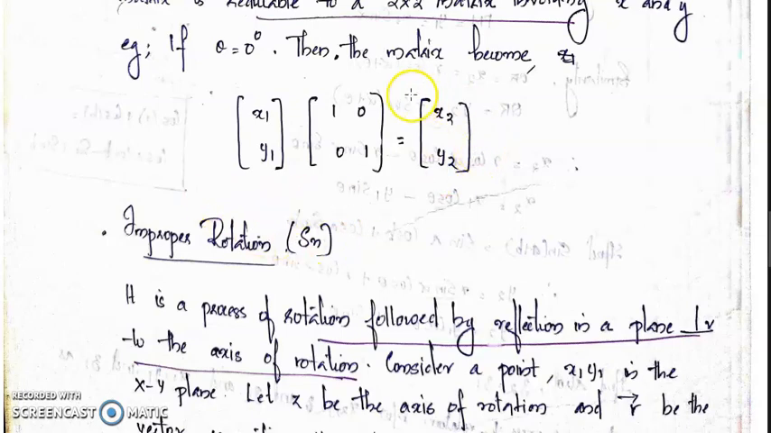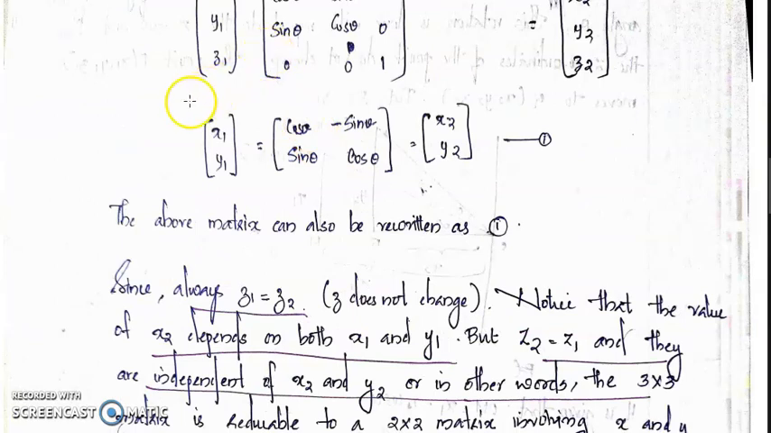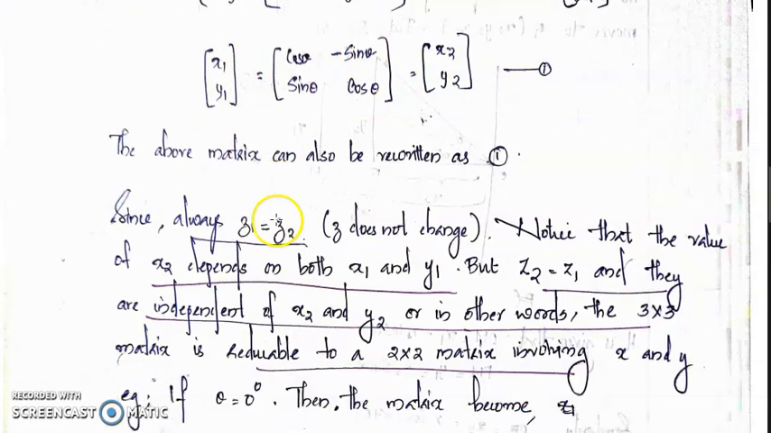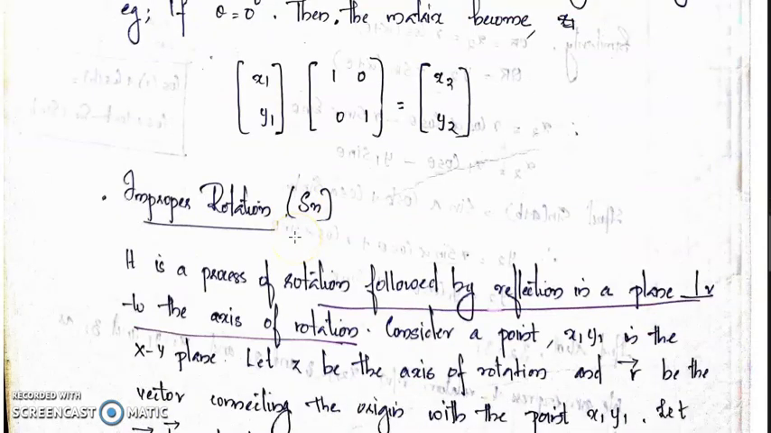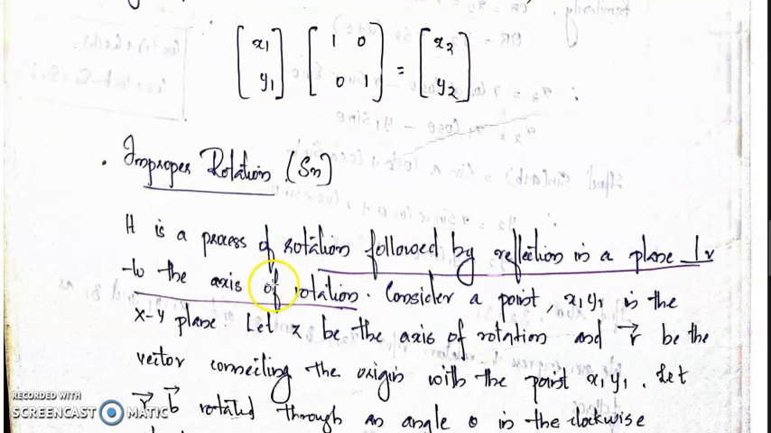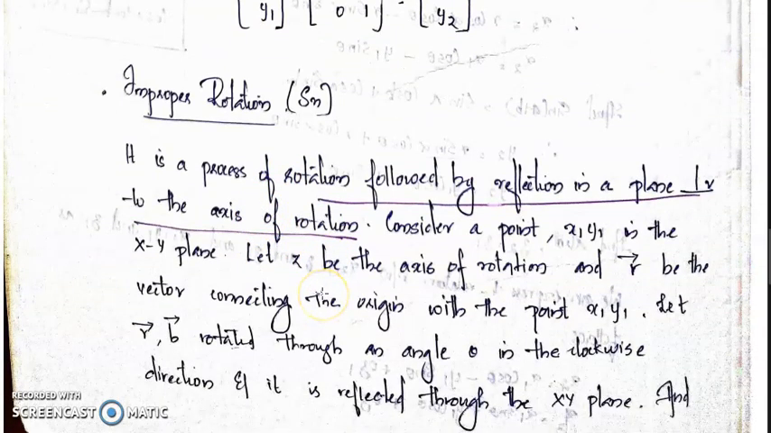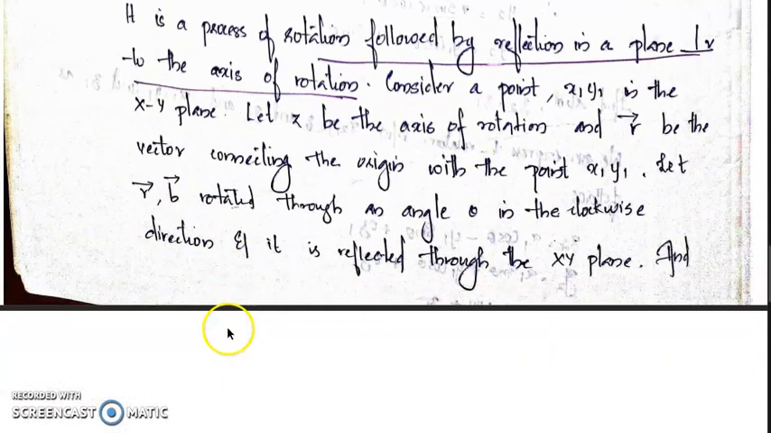And in the above case, we have derived the matrix representation for the rotation operation. And now we have to do a reflection along this. And the reflection should be in a plane perpendicular to the axis of rotation. And here we are taking the z axis as the axis of rotation, and hence the reflection plane should be xy. That is, the vector r should be reflected through the xy plane.